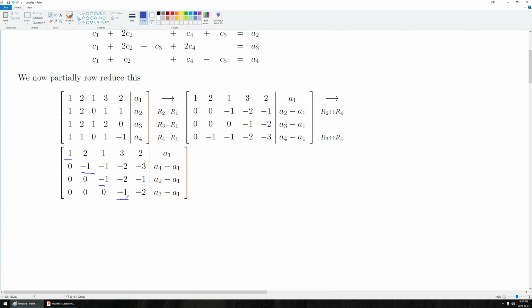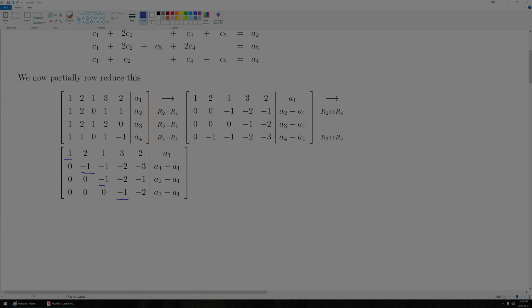Well, that tells me that the rank of this matrix will be equal to 4, and that's going to be the same thing as the rank of the augmented matrix. So by the system rank theorem, I know I have a solution. So I don't actually have to row reduce this any further. I can stop at this point.